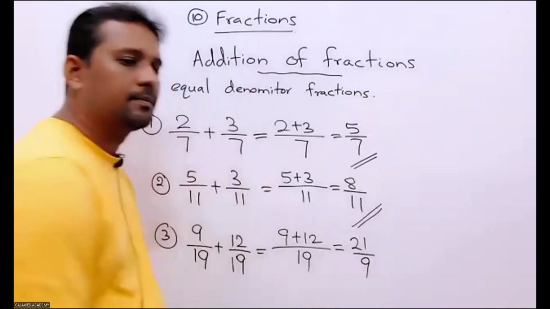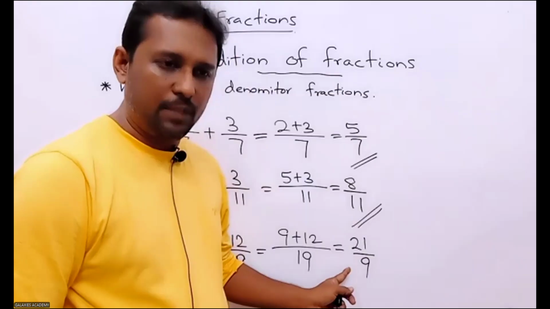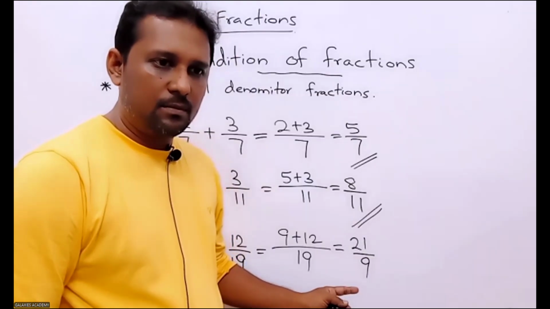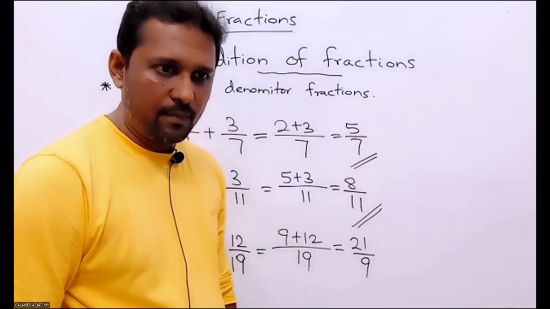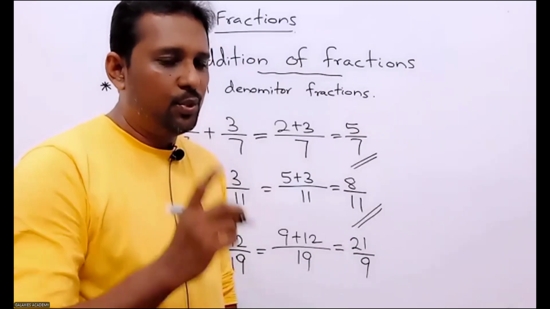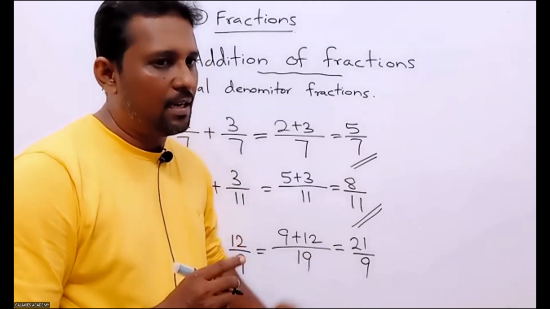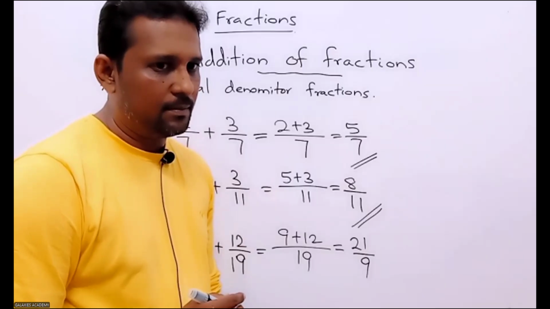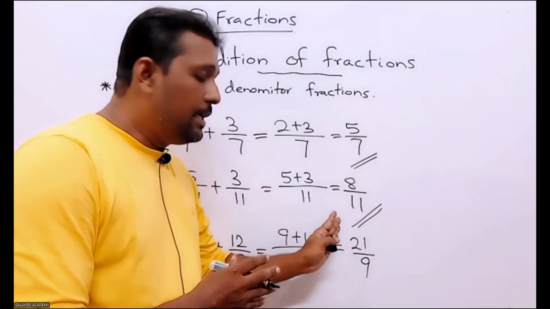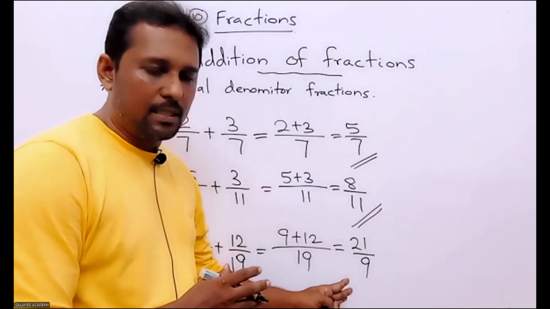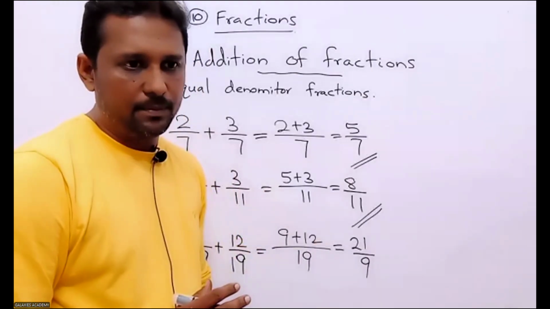21/19. You remember well. How about this fraction? Which type? Improper fraction. Remember well, you can't keep improper fractions as the final answer. If you receive an improper fraction as the answer, what do we have to do? You have to convert it into a mixed number.